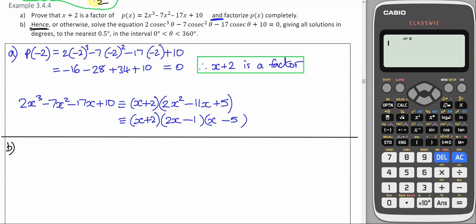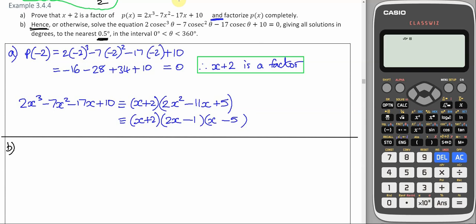Solve this equation, giving all solutions in degrees to the nearest half a degree. That's unusual, but we've got to follow that. So nearest half a degree between 0 and 360. First of all, check, is it the exact same cubic? So we've got 2, and then minus 7, then minus 17, and then 10. So yep, we do have the exact same cubic. Of course, this time it equals 0. We're actually solving where does it equal 0.